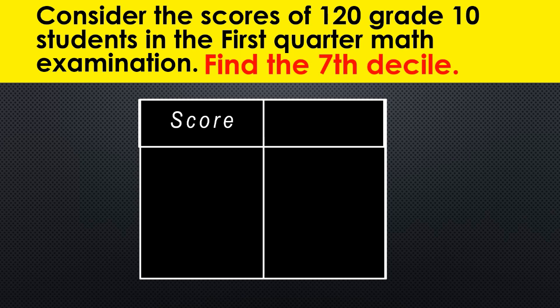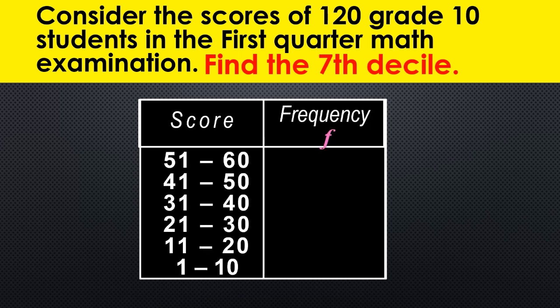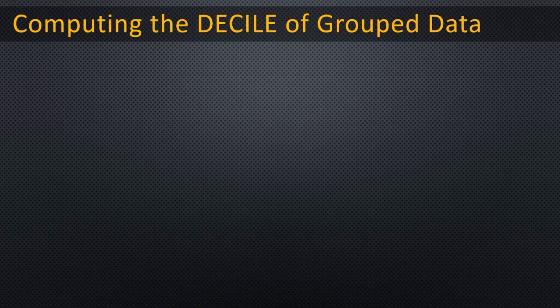We have the score and the frequency. For the score, we have 51 to 60, 41 to 50, 31 to 40, 21 to 30, 11 to 20, and 1 to 10. For the frequency, we have 7, 21, 49, 21, 18, and 4. Let us compute the decile of group data.